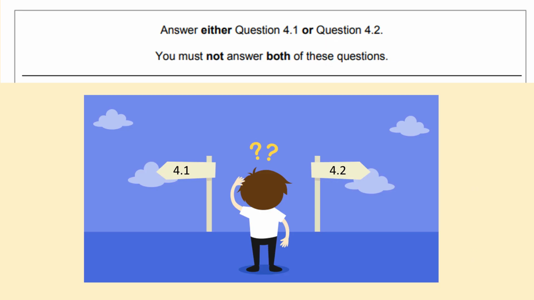Your first decision is which one you're going to do, because you always have two options. Okay, so on the foundation paper, where it's the last question, it'll be either 4.1 or 4.2. On the higher paper, obviously, it'll be 1.1 or 1.2. And it will say on the exam question, you must not answer both of these questions. So your first decision is which one am I going to answer?